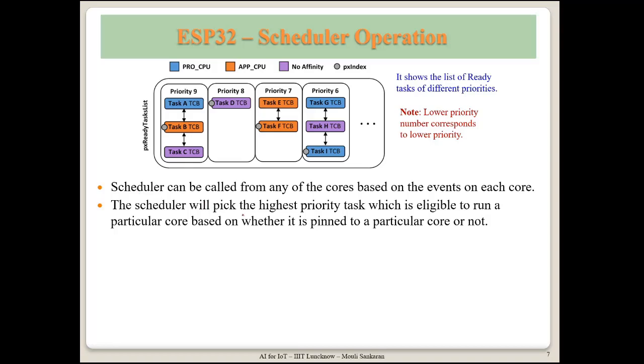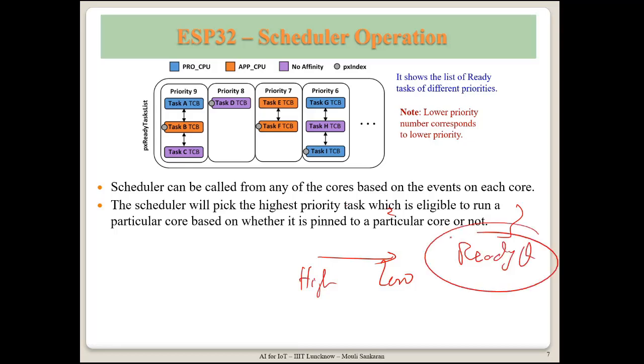If it is not pinned, then it will pick up anything. But it will search for a task from higher priority to lower priority, and it will look at the ready queue only. Please remember, a task on the ready queue is ready in the sense that it has all the resources it needs to run except the CPU.